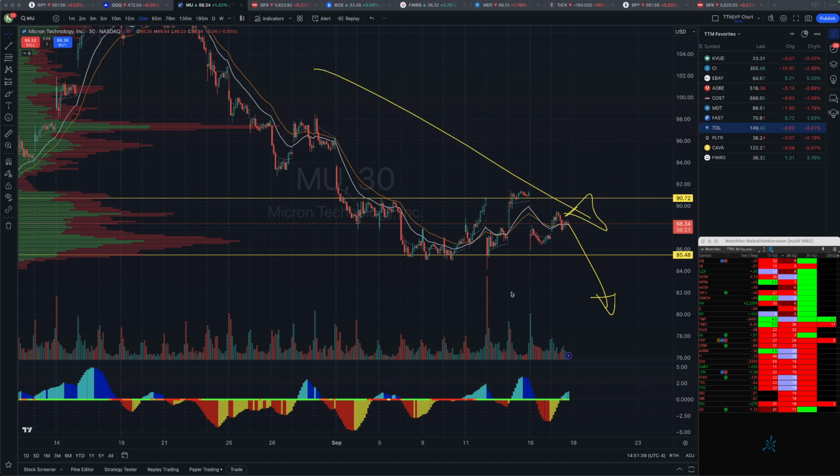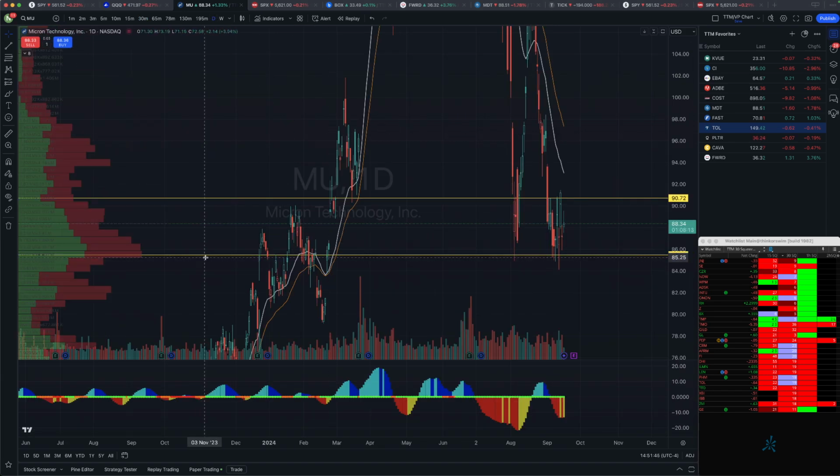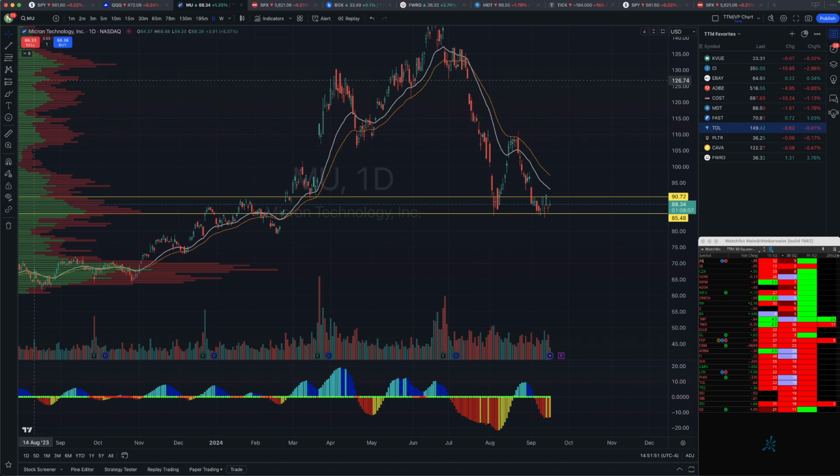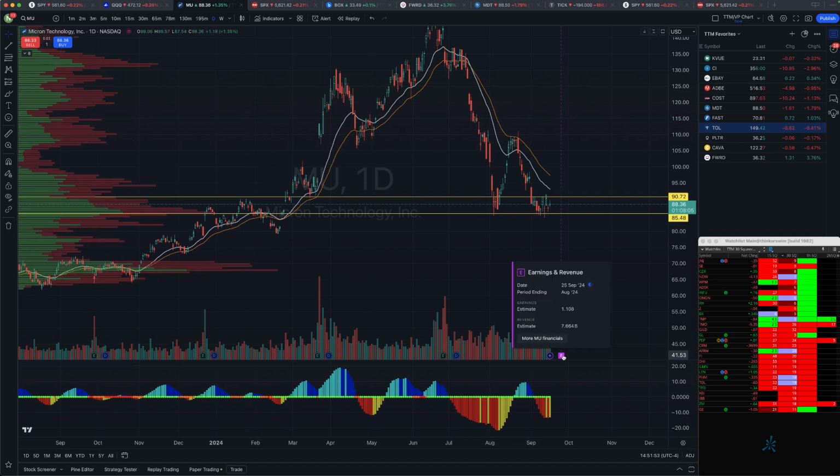That's not to say that's what will happen, because when I look at this on the daily, I see a big VP area down here on this double bottom. So we might get a large W reversal. But the other thing that I don't love is that we have earnings coming up next week.